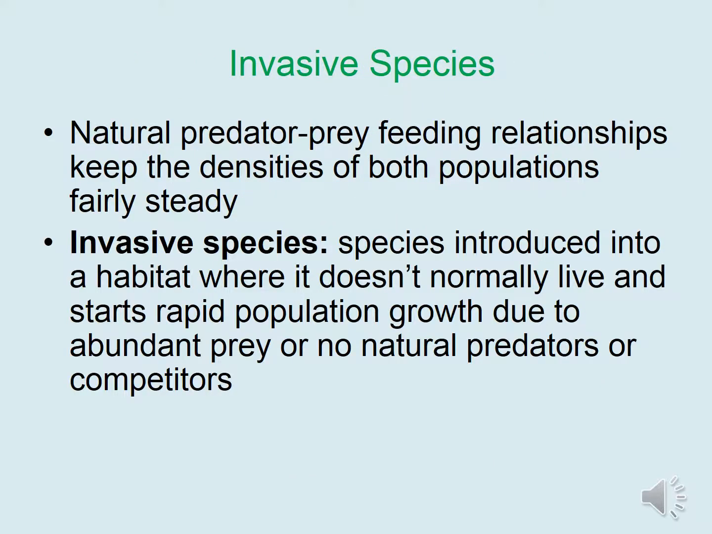As we just discussed, natural predator-prey feeding relationships keep the densities of both populations fairly steady. However, when a species is introduced into a habitat where it doesn't normally live, it often experiences a rapid population growth due to the presence of abundant prey for it to eat, or having no natural predators that feed upon it, or no natural competitors that compete with it for resources such as food and space. This is known as an invasive species.